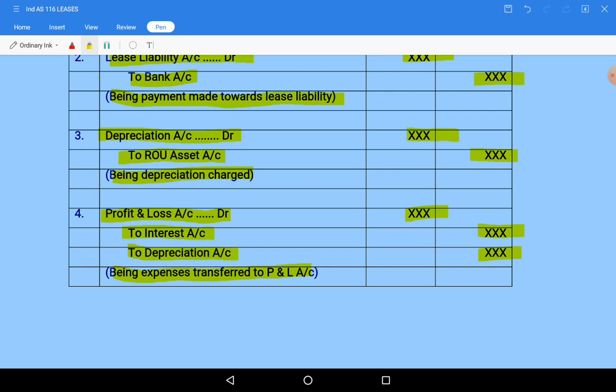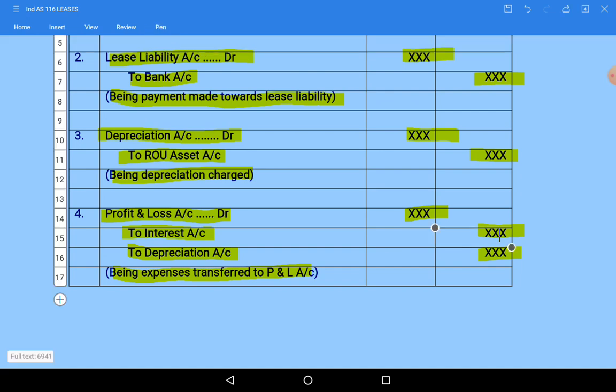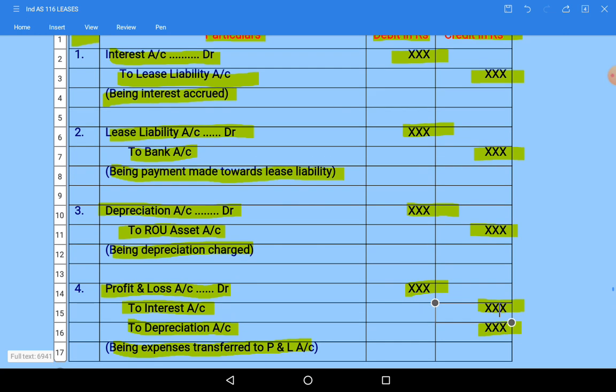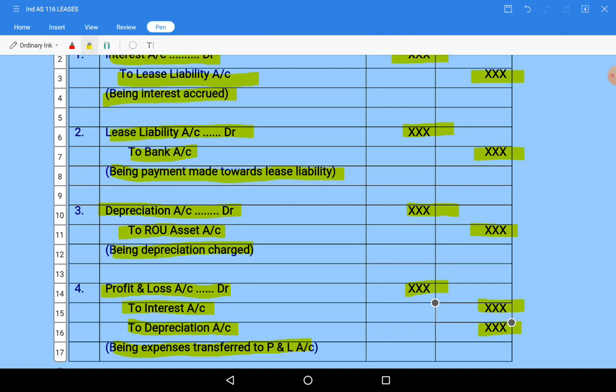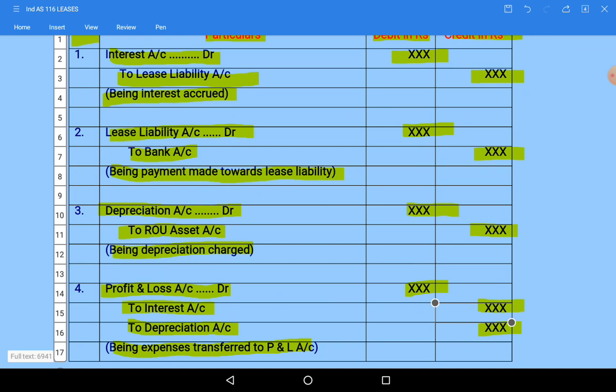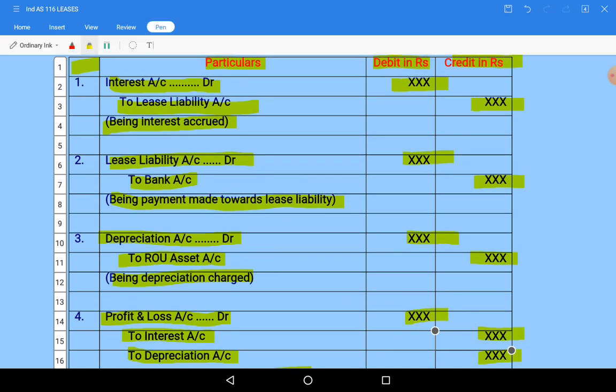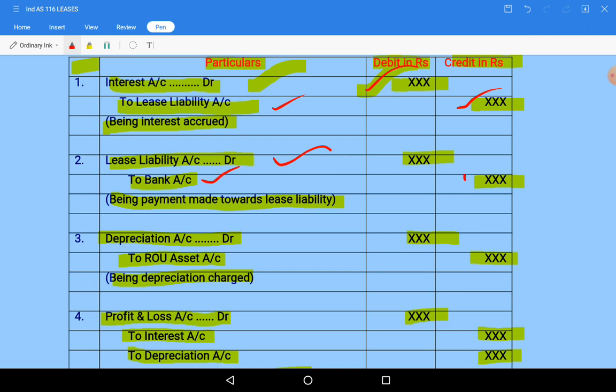Amount credit वाला credit में, debit वाला debit में. So I repeat once again for your convenience. First, for the purpose of interest, interest account debit to lease liability account. So credit में lease liability, then lease liability to bank account. So amount will be recorded here on the credit and debit. Whatever we are paying lease payments every year, that will come here.